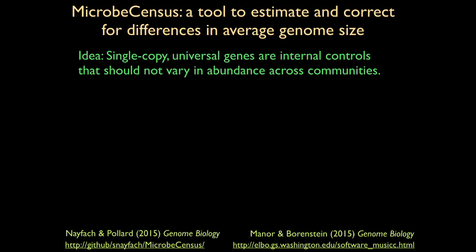So if in a sample I see a lot of reads mapping, then I know that I've got higher coverage of all the genes in that sample. And if I see a few reads in a given sample mapping to these single copy genes, then I know on average I have low coverage in that sample. And I can use the reads mapping to these built-in controls to normalize.